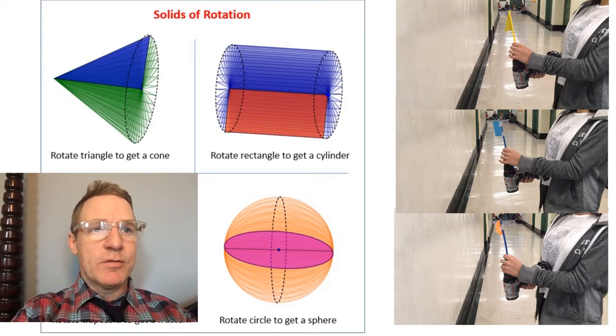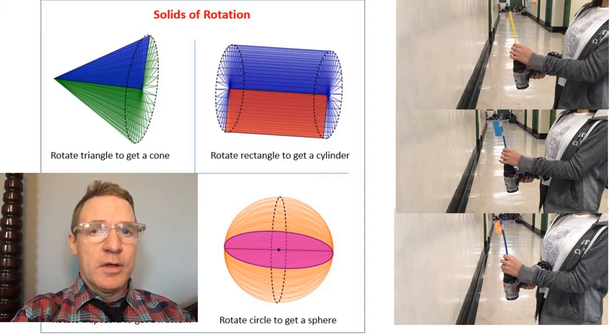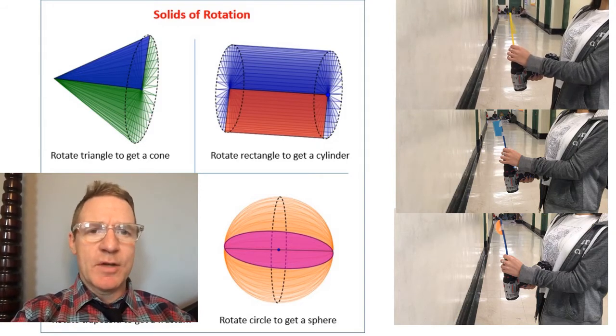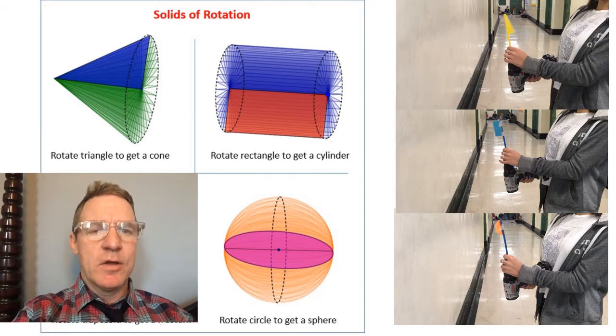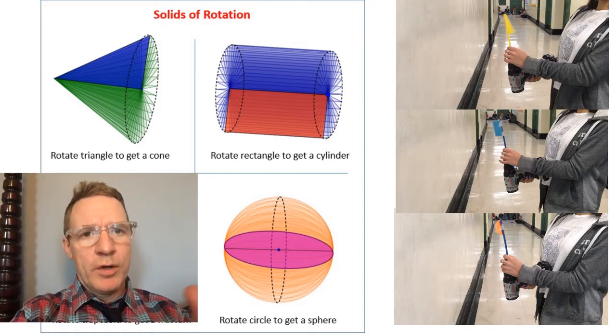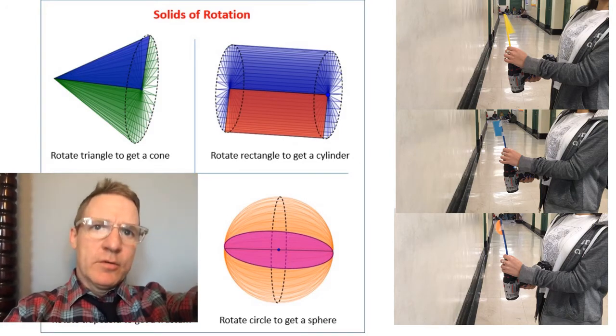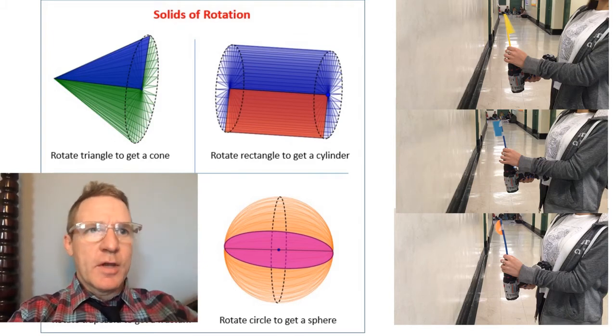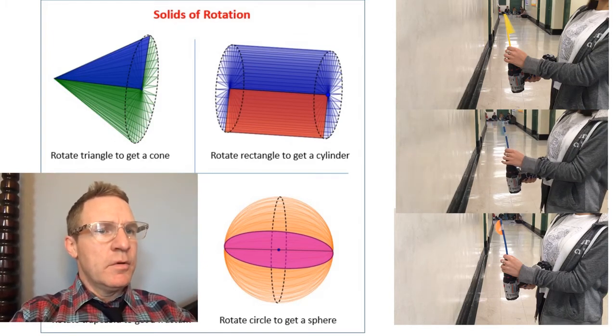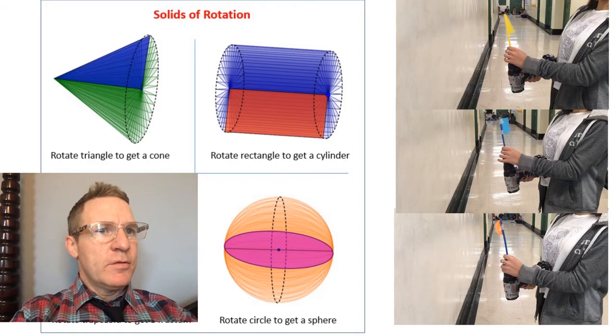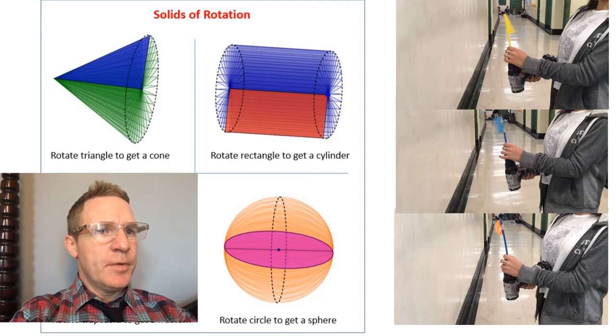The key is because it's being rotated continuously about that axis, it creates that three-dimensional shape. It's not like what we talked about with rotations earlier, where it was just a rotation of 180 degrees or a rotation of 90 degrees. This is a continual rotation. So let's look at the next one. That's creating that cylindrical shape. And then the last one should create a sphere.